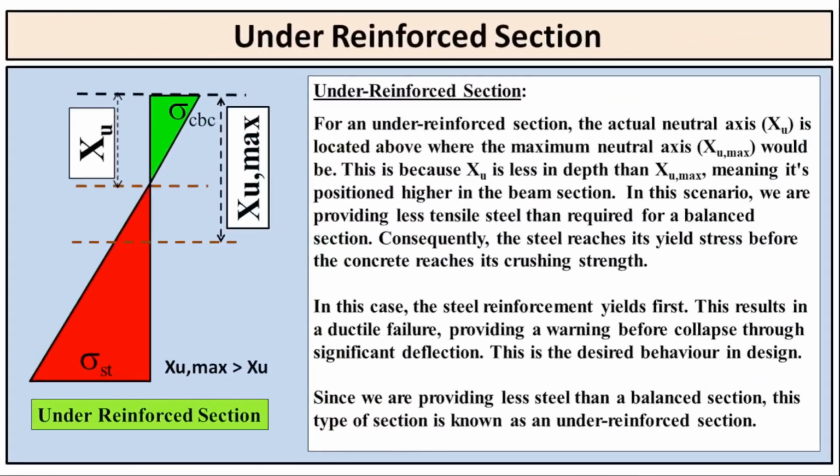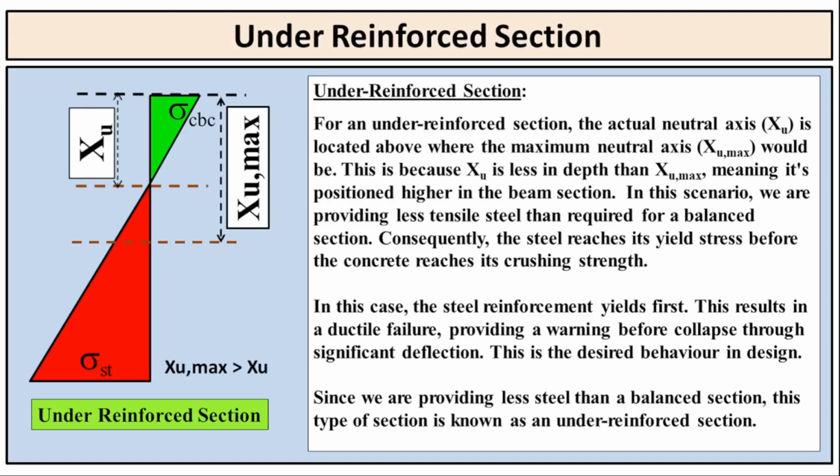For an under-reinforced section, the actual neutral axis, XU, is located above where the maximum neutral axis, XU max, would be. This is because XU is less in depth than XU max, meaning it's positioned higher in the beam section. In this scenario, we are providing less tensile steel than required for a balanced section. Consequently, the steel reaches its yield stress before the concrete reaches its crushing strength.